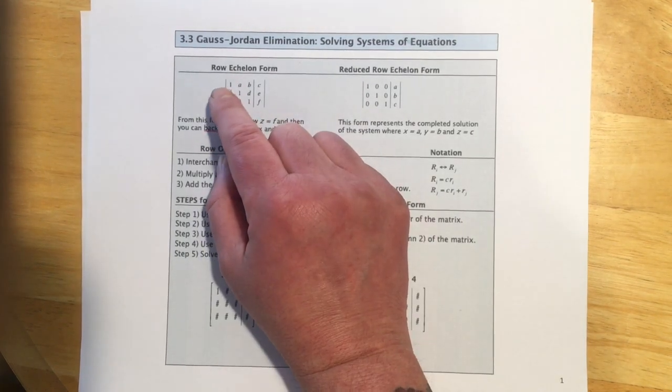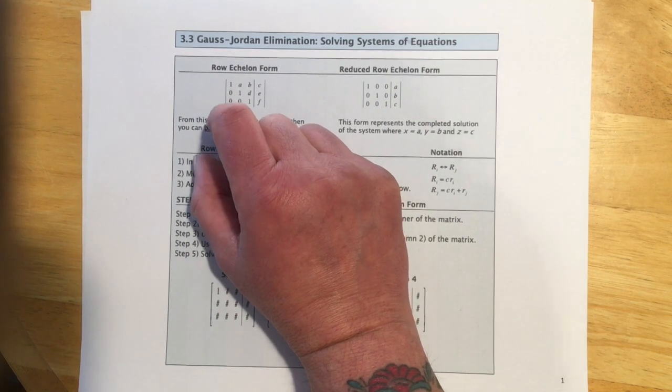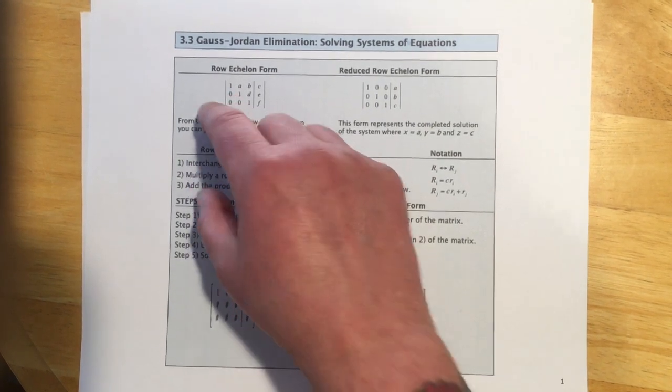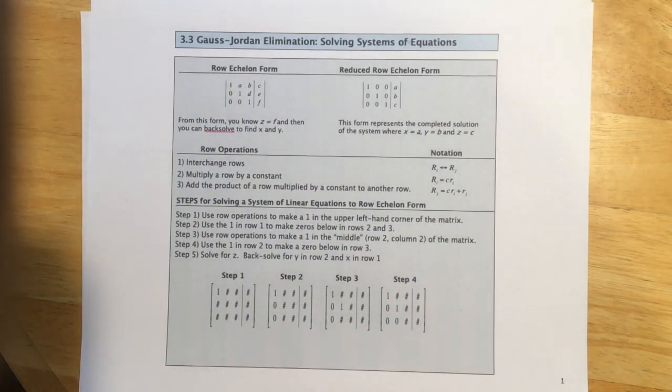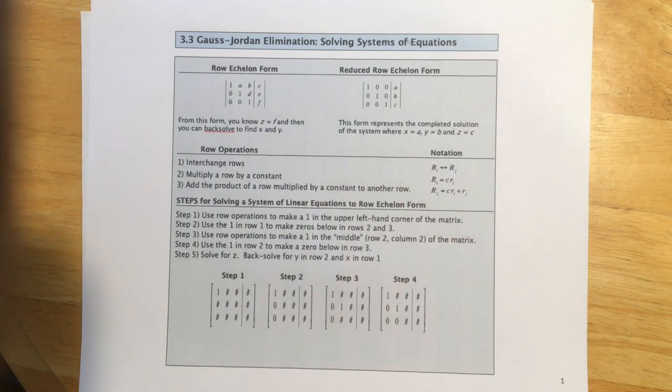Hey everyone, this is Math 116, section 3.3, and this is going to be solving systems of linear equations again like we did back in chapter 1, except this time we're going to be using matrix notation versus just keeping the equations intact and doing elimination. Math-wise, it's very, very similar.